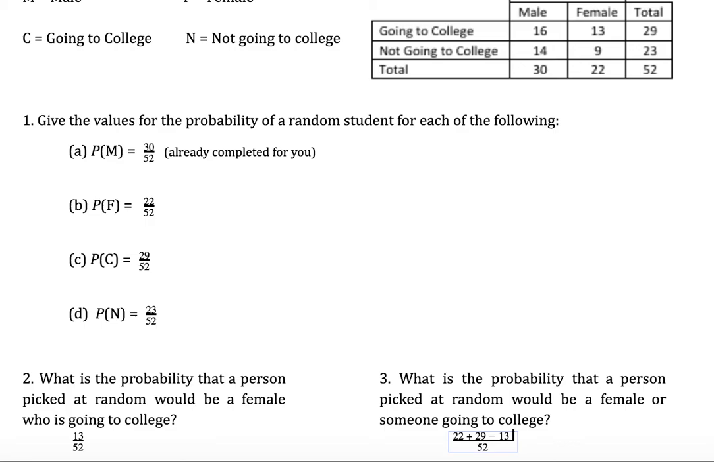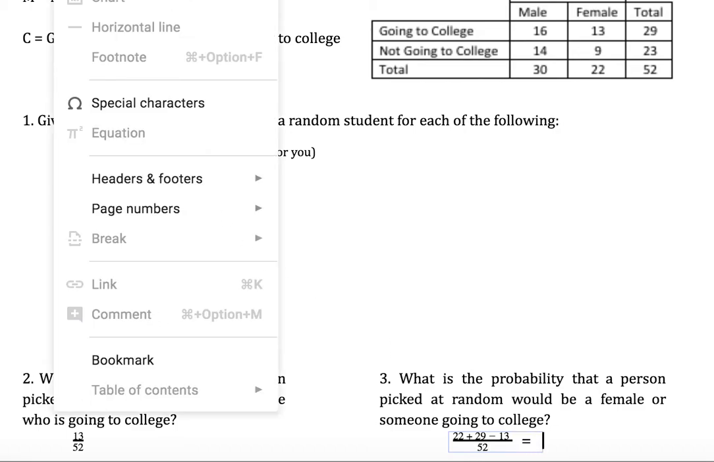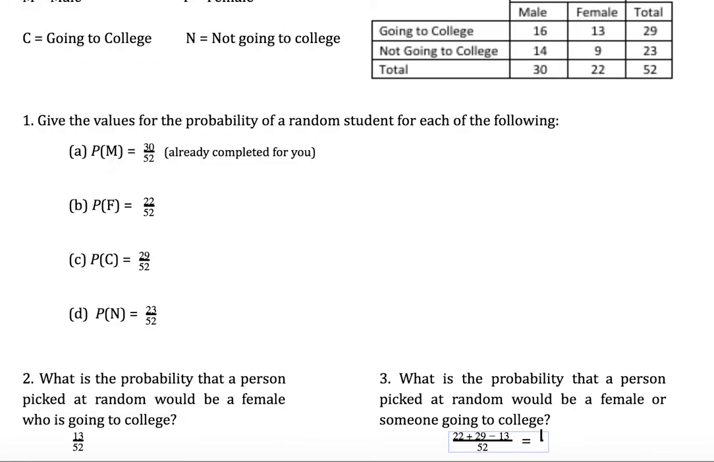Oops. I want to separate that, sorry. There we go. We are still over 52. And our numerator is 22 plus 29 minus 13. That is 38. And that is our final answer.